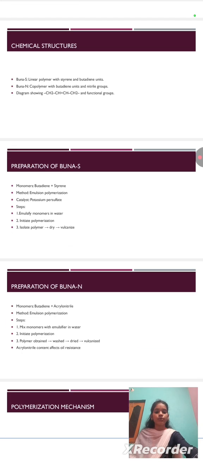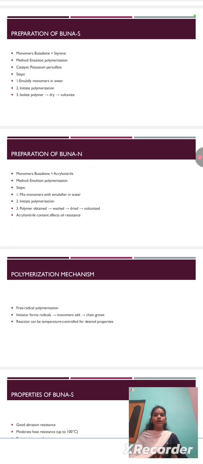And next we have to know the physical properties comparison. Properties: tensile strength, oil resistance, heat resistance, weather resistance, abrasion resistance. Buna-S: tensile strength good, oil resistance poor, heat resistance moderate, weather resistance good and abrasion resistance good. Buna-N: oil resistance excellent, heat resistance high, weather resistance poor, abrasion resistance moderate. Chemical resistance, Buna-S: water, acids, alkalis resistant, oils poor.